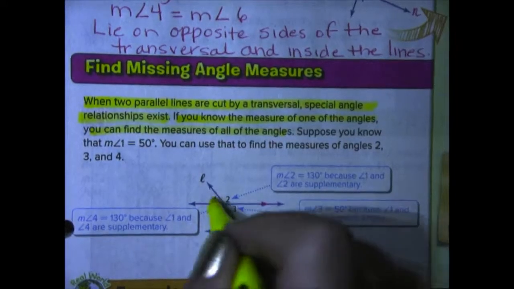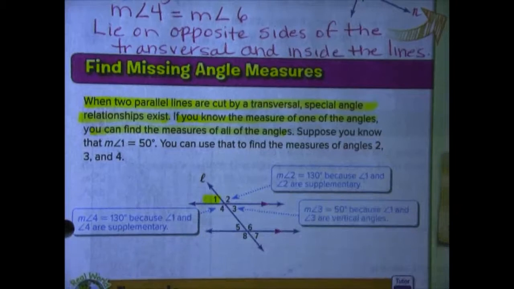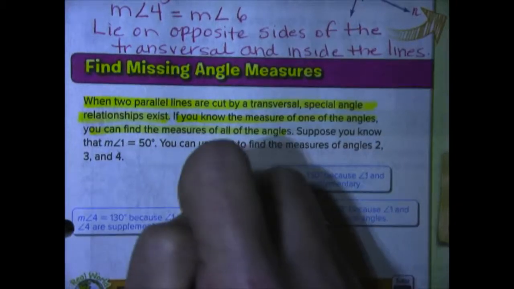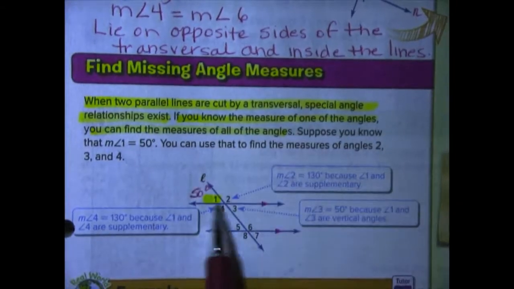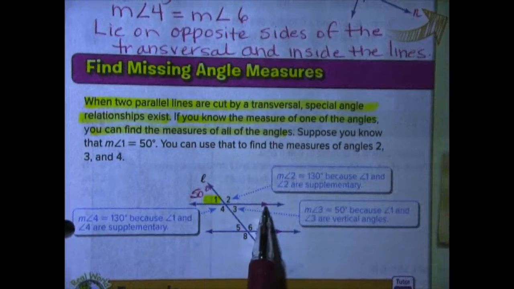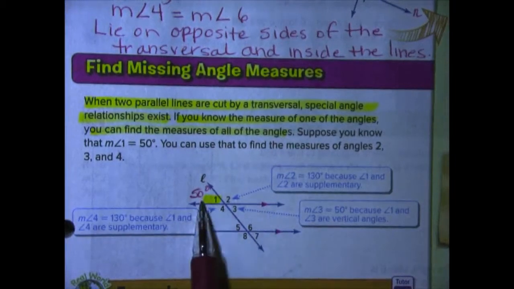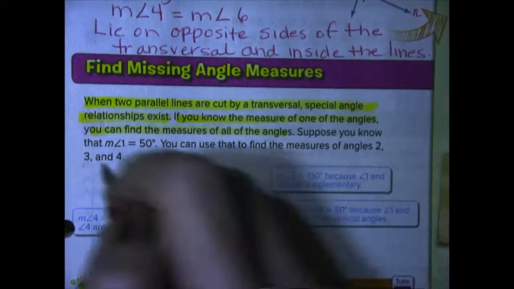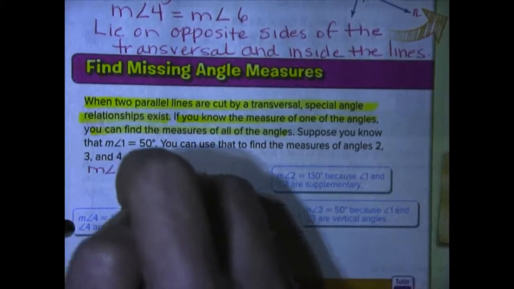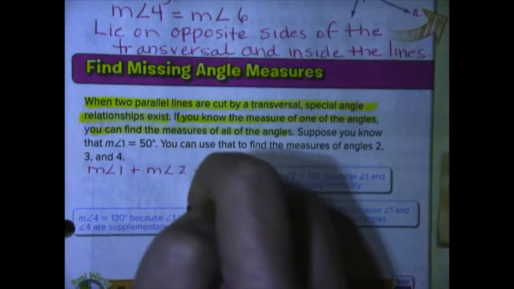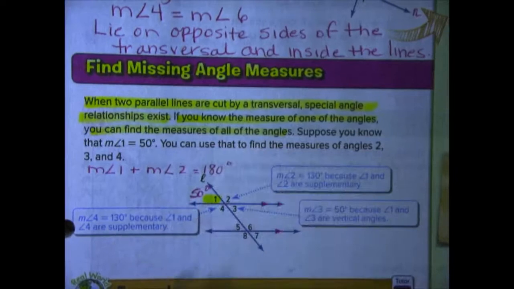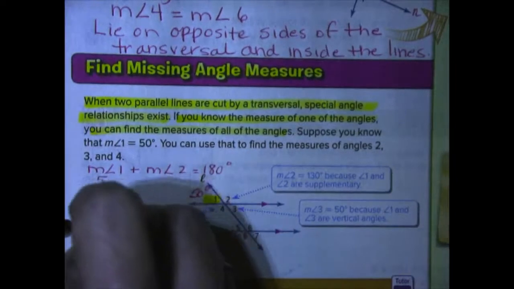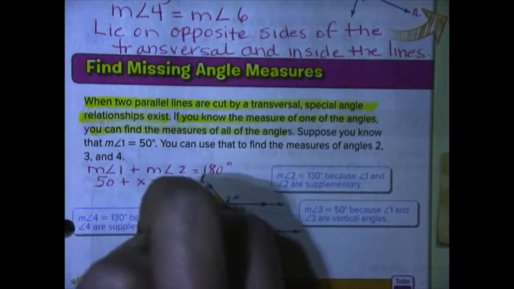All right, so if we know that the measure of angle 1 right here is 50 degrees, we've already talked about the fact that if two angles lie on a straight line, they're supplementary, and supplementary means that they equal 180. So if this one equals 50, and this one we don't know, when they're added together they equal 180. So we have the measure of angle 1 plus the measure of angle 2 equals 180 degrees. We know the measure of angle 1 is 50. We don't know the measure of angle 2.